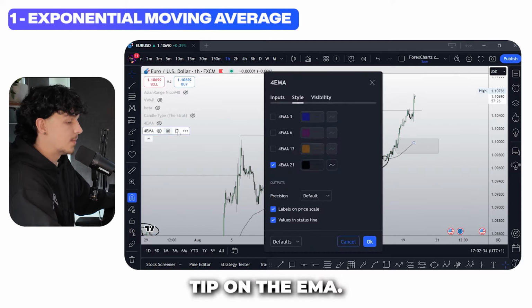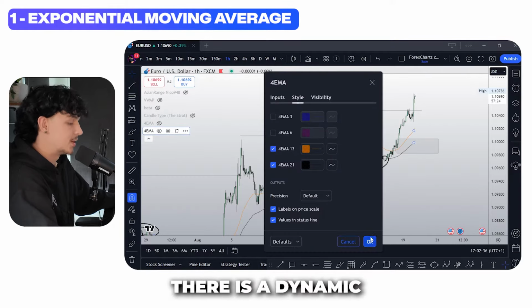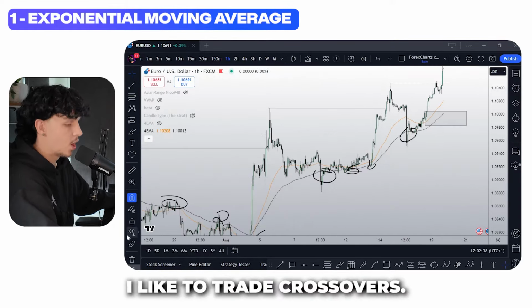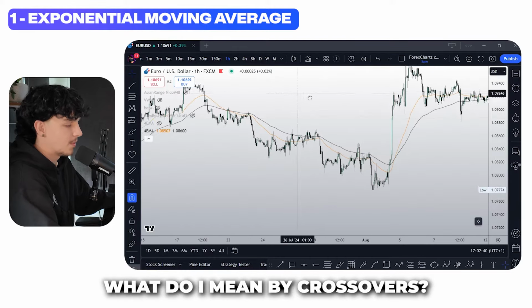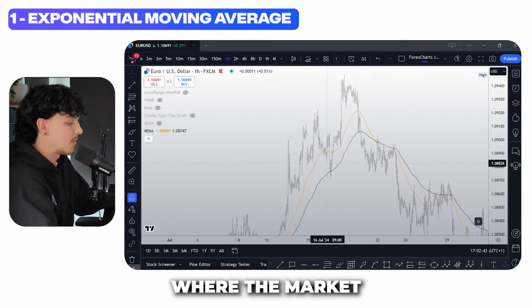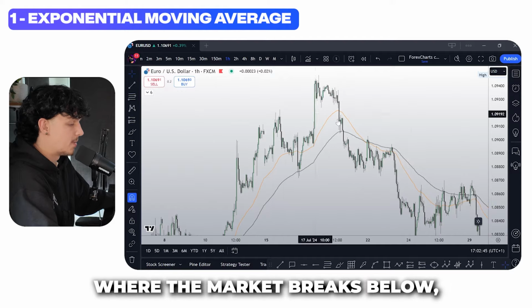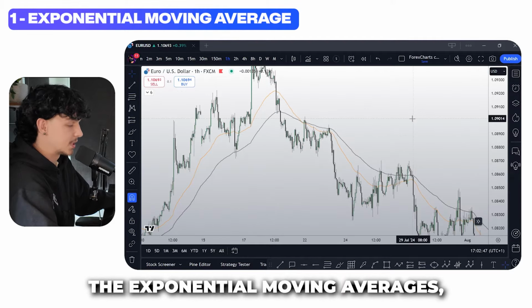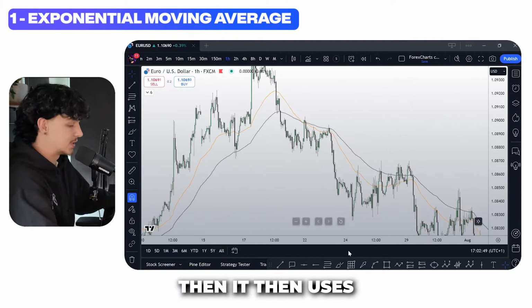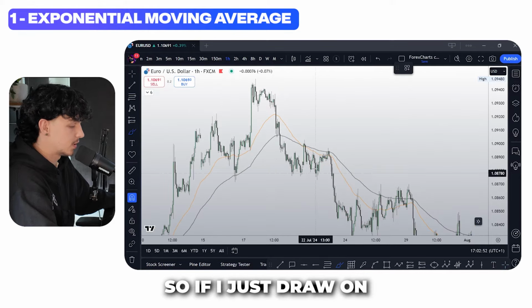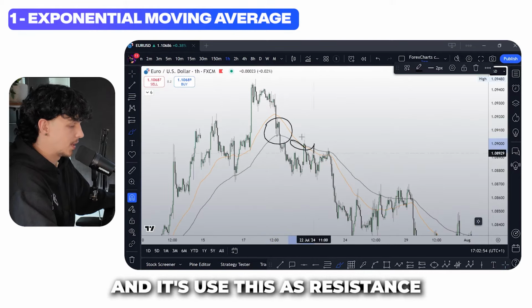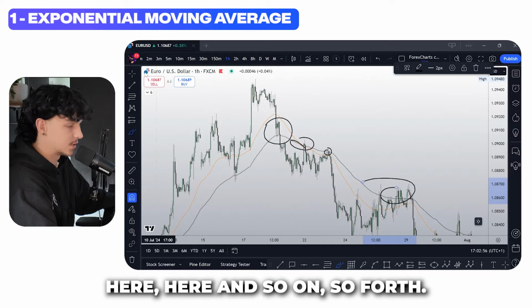I'll give you one more tip on the EMA. Of course, we spoke about that it's a dynamic support and resistance. However, I like to trade crossovers. What do I mean by crossovers? It's basically where, like we spoke about before, the market breaks below the exponential moving average, then uses it as resistance. So if I just draw that on, it's broke below around here, and it's used this as resistance here, here, and so on and so forth.